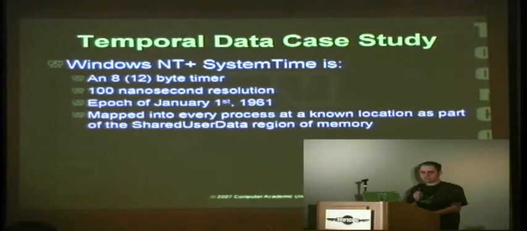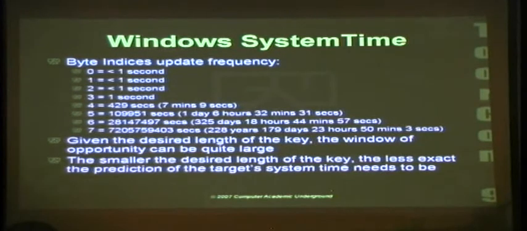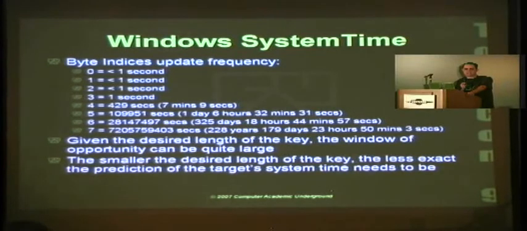So if you can predict fairly close to the time on the system, you could potentially use this as your key data. As you can see, the different bytes of that timer are listed out for you, along with their update frequency. Obviously, the first 4 bytes are not going to be very useful. They're under 1 second. They're changing way too fast. But the upper 4 bytes, the shortest of which has a 7 minutes, 9 seconds update frequency. If you can predict the system time within 7 minutes, 9 seconds, you can use a 4-byte key. If you only use a 2-byte key, you have to guess within 325 days, roughly. Given the desired length of the key, you have a much larger window of opportunity there.